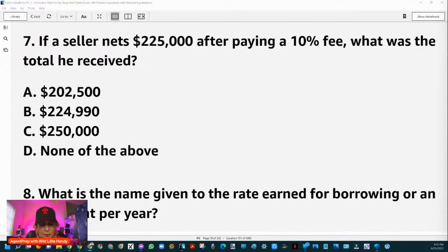So it is 225. Oops. So I'm going to type it in the answer box. 225, okay, divided by, oh, where's my divided sign? By 0.9 equals 250. So this is where you would utilize the T formula.